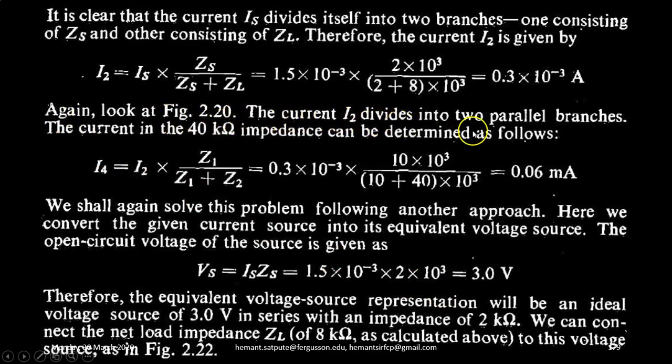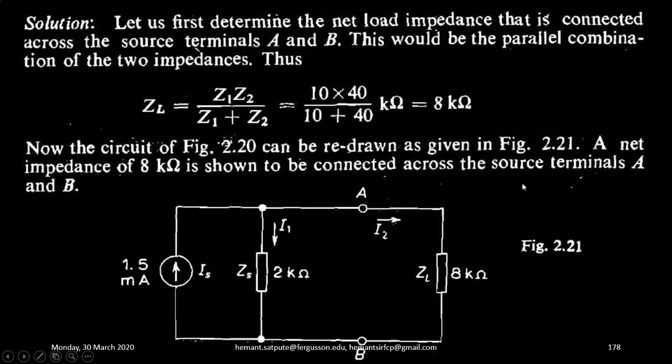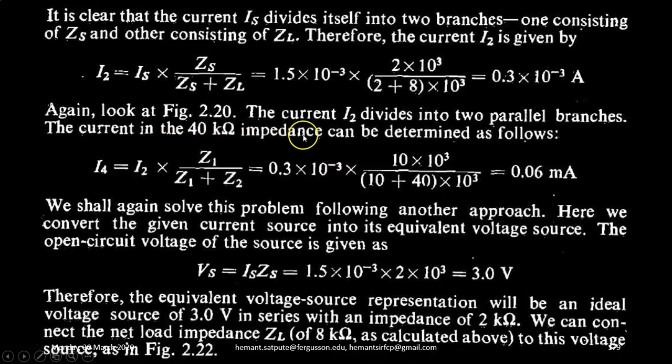Again, look at figure 2.20. The current I2 divides into two parallel branches. That means again we are switching to the original one. This I2 current is getting divided into two branches, I3 and I4, one through 10 kilo ohm and the other through 40 kilo ohm. So the current in the 40 kilo ohm impedance can be determined as follows. I4 is equal to I2 into Z1 upon Z1 plus Z2. Substitute all the values and you will get 0.06 milliampere.